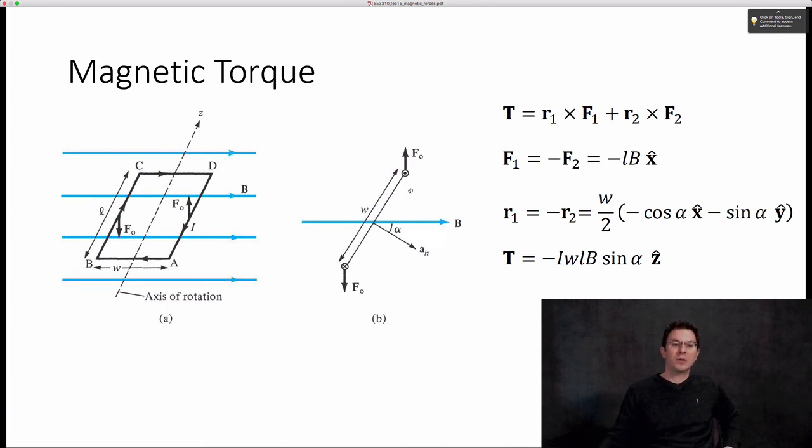That makes sense because the torque obeys the right hand rule, which is to say that if you put your fingers in the direction of rotation, then your thumb is going to point in the direction of the torque vector. So the loop is rotating in such a way that when I put my fingers in the direction of rotation, my thumb points in the minus z direction, and that is indeed the direction that the torque is pointing.